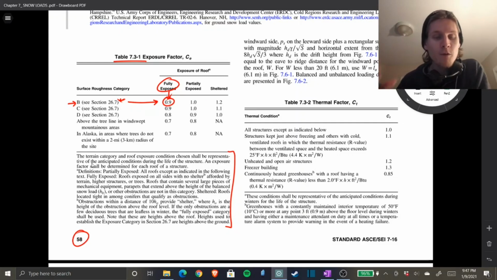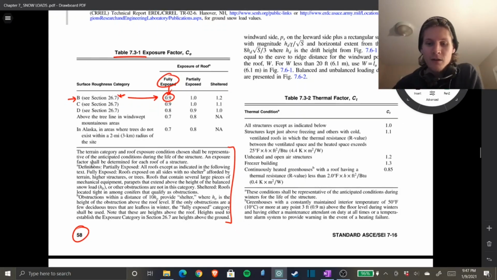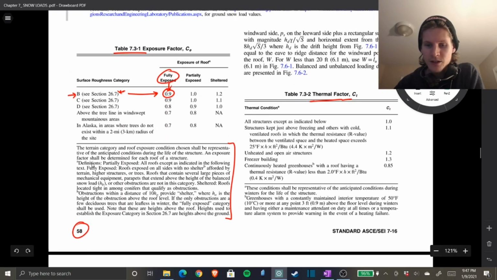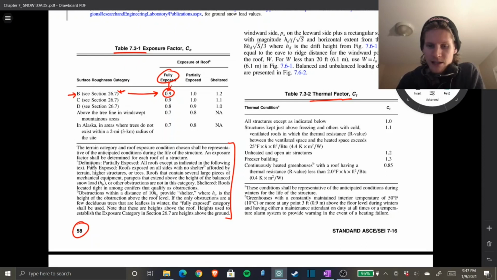And you know what? Before we go back, while we're here, look right next to us. Look what we got. Our thermal. So I call it temperature factor. They call it officially the thermal factor. So C sub T. And if you look through here, it's just another table. And basically it goes through all these different criteria, thermal conditions for structures. So you have structures kept just above freezing. That's not us. You have unheated and open air structures. That's not us. We're going to call this like a small commercial building.